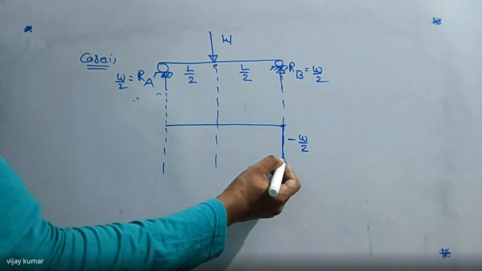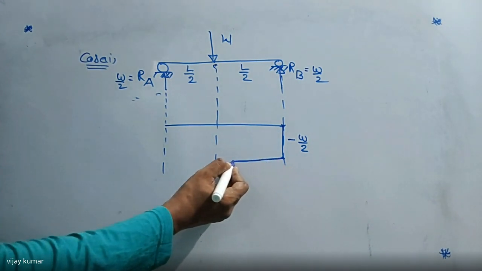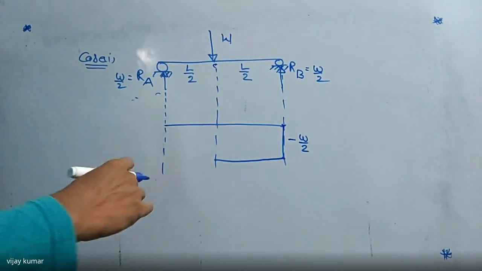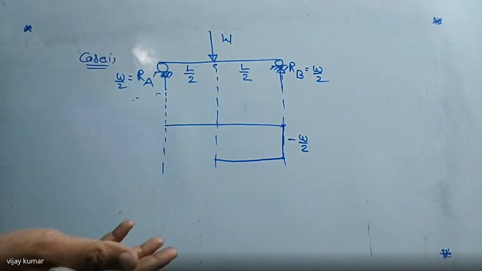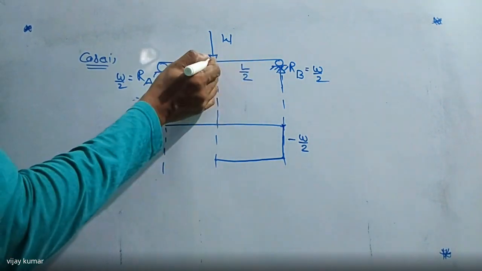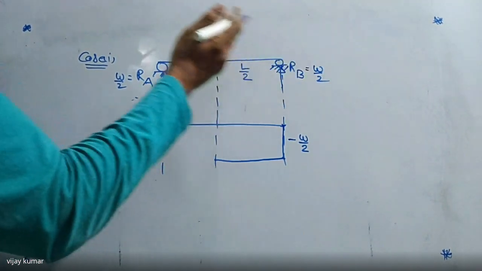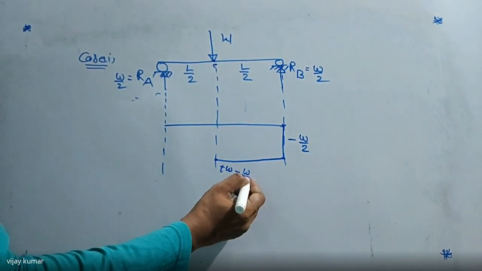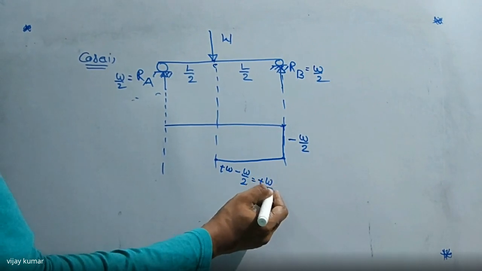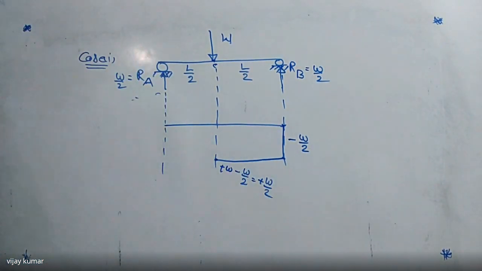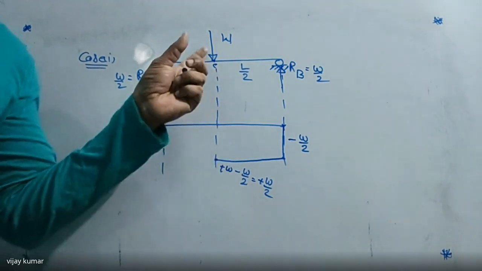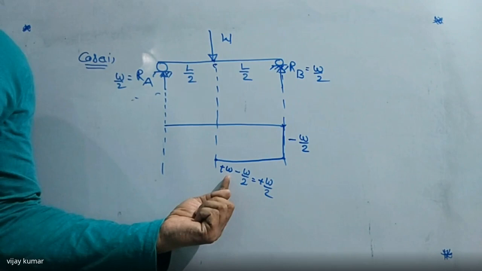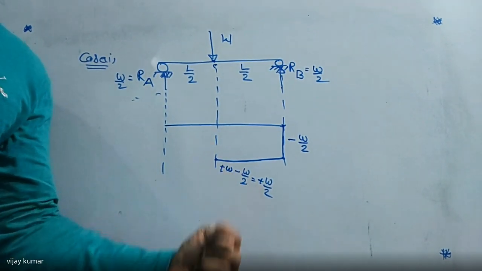Up to this one, the same load will continue. If we come to this point, this load and this load we can add. Why? Because shear force is nothing but the sum of all the forces. If we come to this point C, add this load and this load. How much do we get now? Here I am writing W is positive, minus W by 2. We get plus W by 2. If we add it, we are getting W, this load is moving downward, positive, and this load is moving upward, negative. W minus W by 2, we are getting plus W by 2.